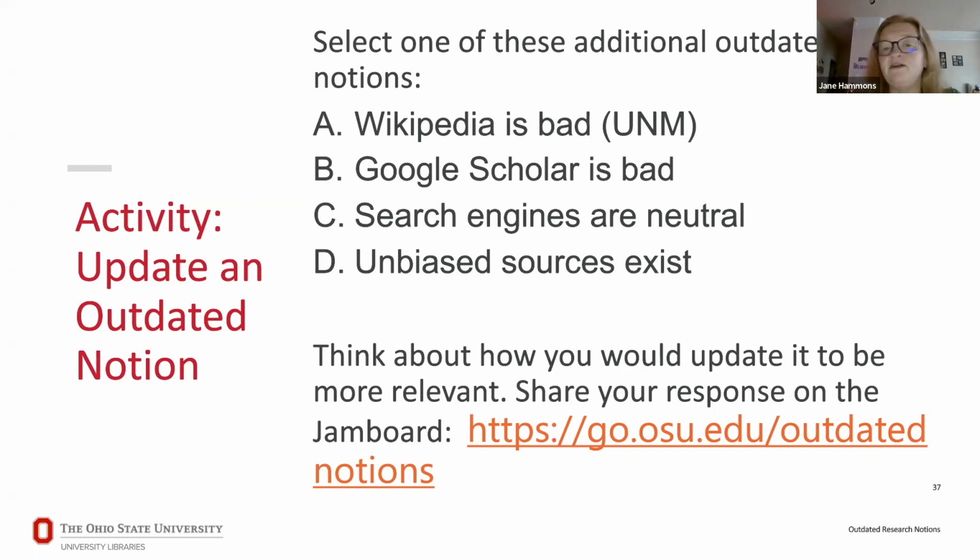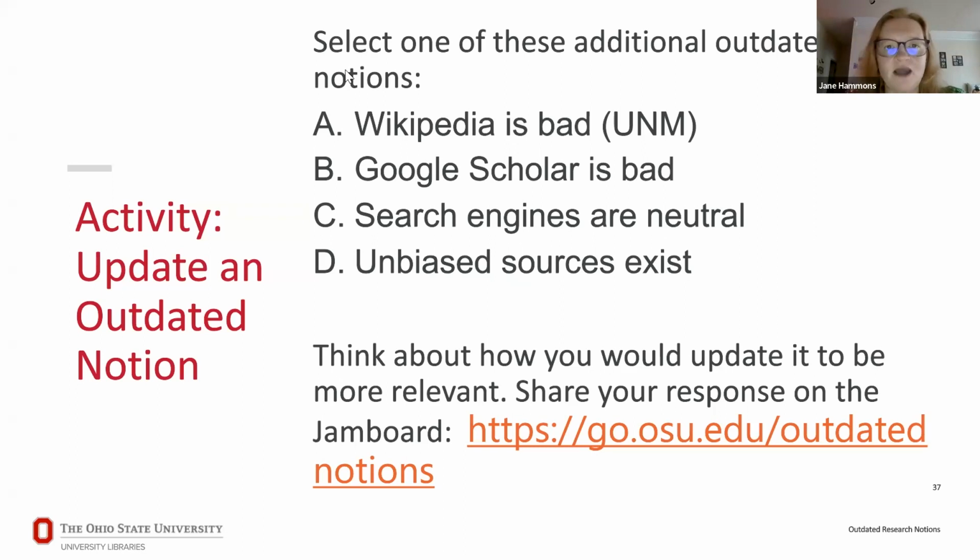So if you totally believe and agree that Wikipedia is bad, what is the updated guidance that you would share? If you totally agree that unbiased sources existing is bad guidance, how would you update that guidance? So give folks a chance to share which of these you think is really relevant as an outdated notion, and what new guidance you might provide. If there are any of these that you don't consider to be outdated or you have questions about, feel free to add those as well. I wanted to share these as additional potential examples, but not everyone may agree with them.